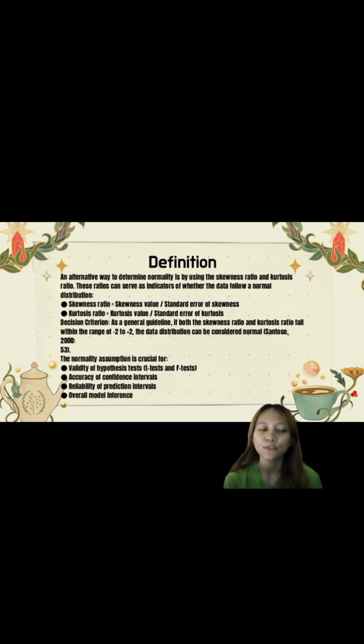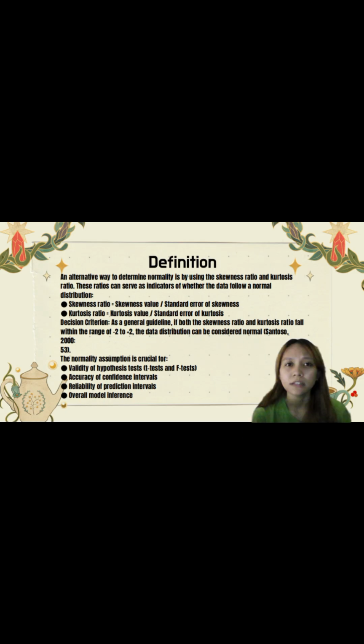Santoso, 2053. The normality assumption is crucial for the validity of hypothesis tests, the F-test and T-test, accuracy of confidence intervals, reliability of prediction intervals, and overall model inference.